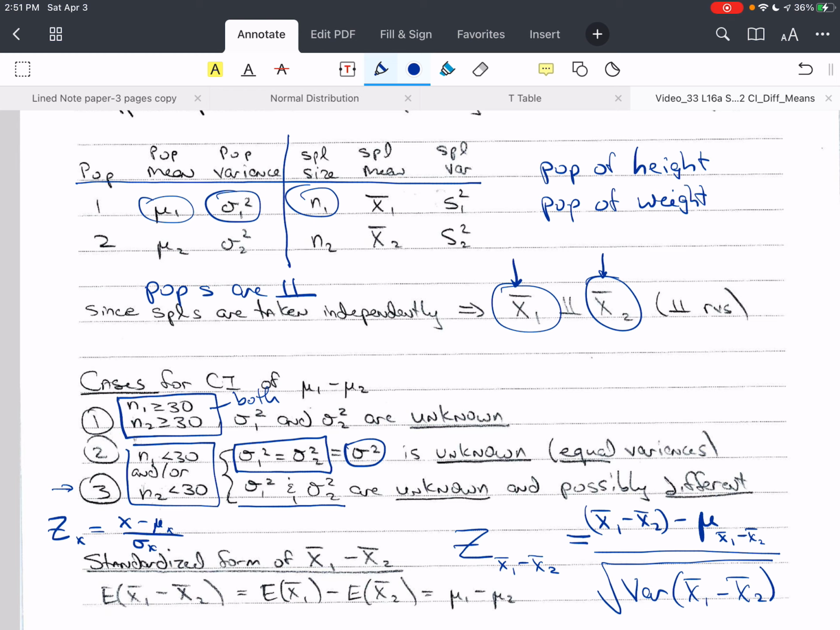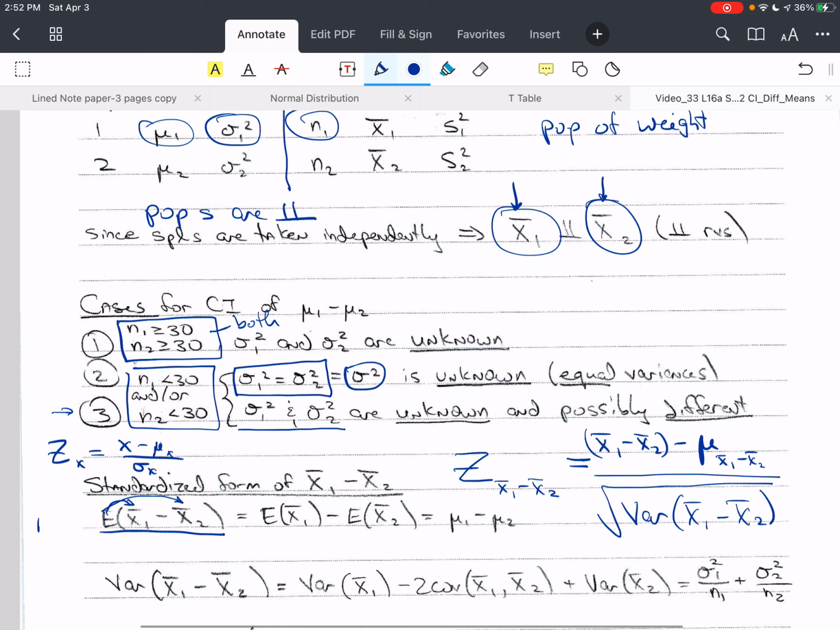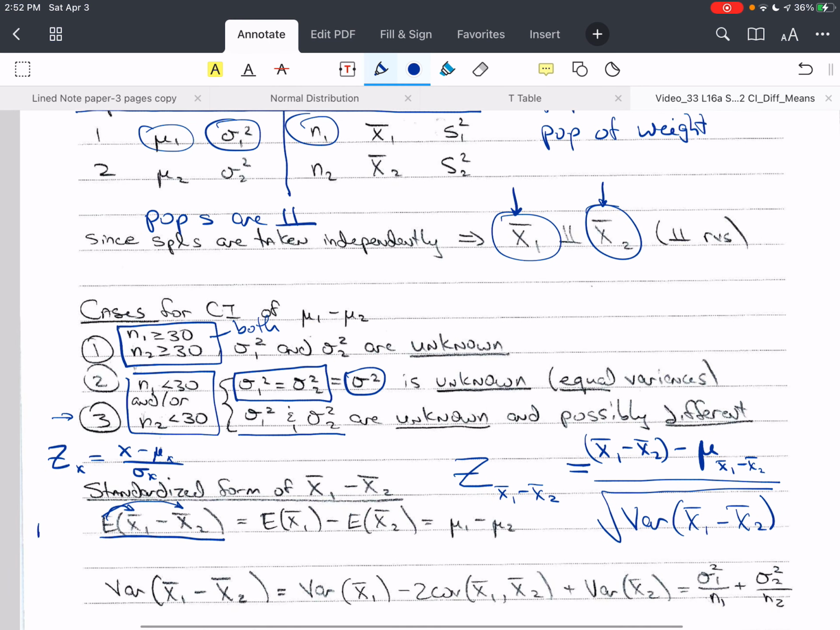Thus we need the expected value of x bar 1 minus x bar 2. Expectation is a linear operator, so we can think of distributing it across the summation. So we ended up with E of x bar 1 minus E of x bar 2, and that's simply mu 1 minus mu 2.